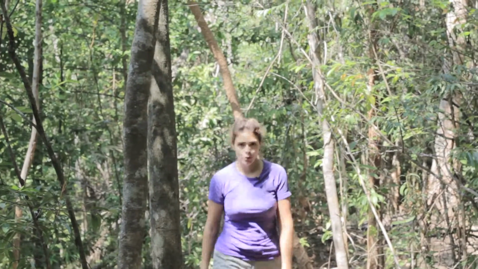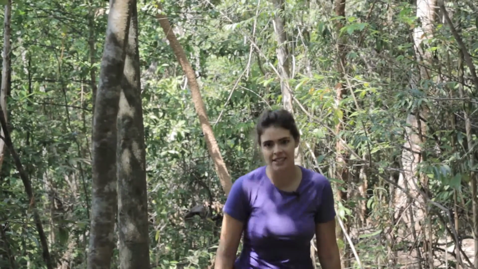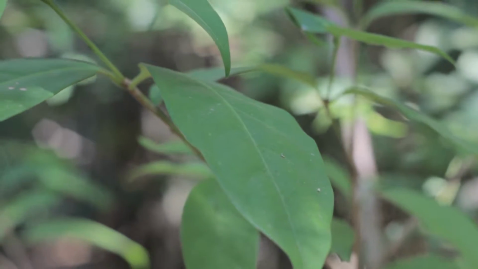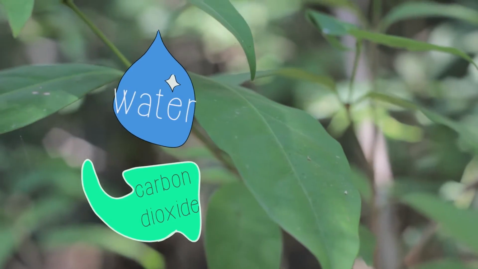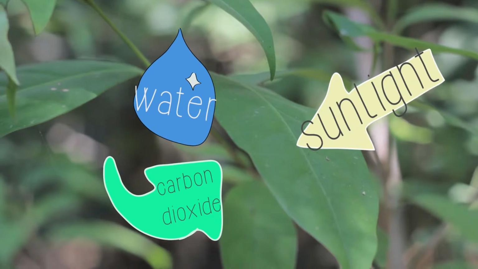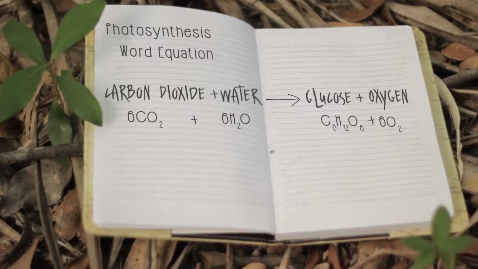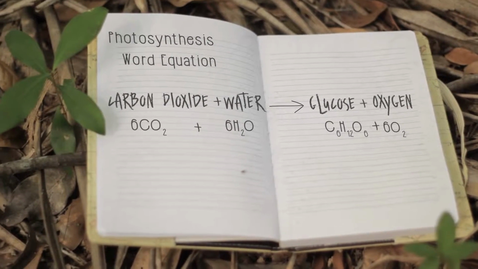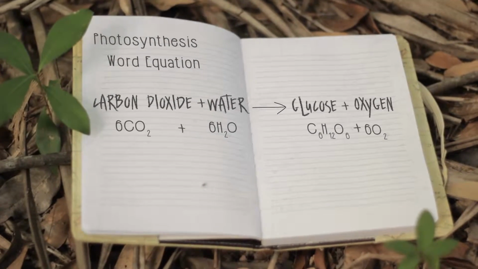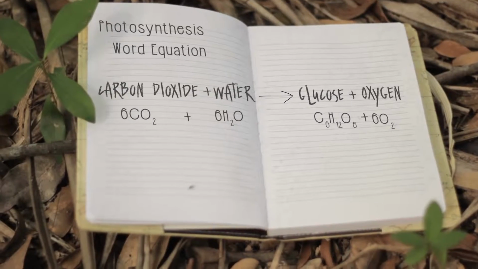Plants make their own food in a reaction called photosynthesis, and they get the energy that they need to carry out this reaction from the sun. Photosynthesis is where the plant gathers carbon dioxide from the air, water from the soil, and collects the light energy from the sun. So the word equation for photosynthesis is carbon dioxide plus water gives glucose plus oxygen.